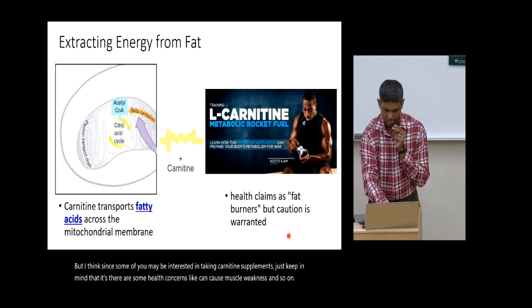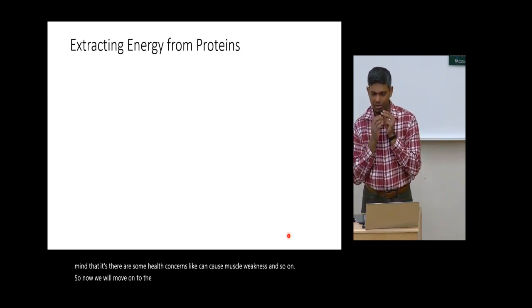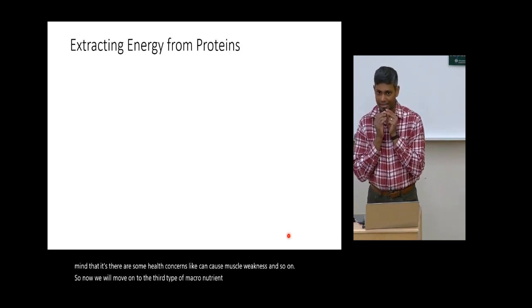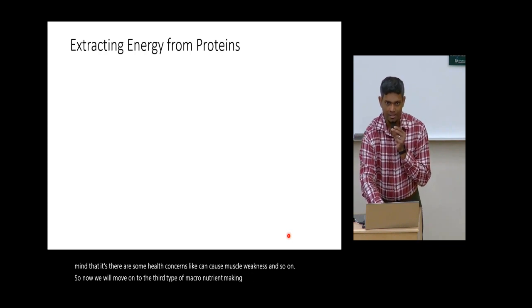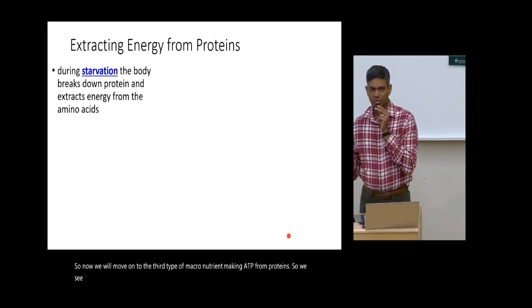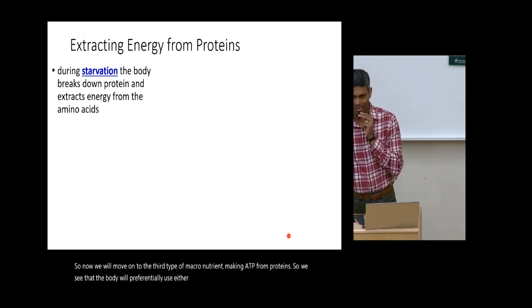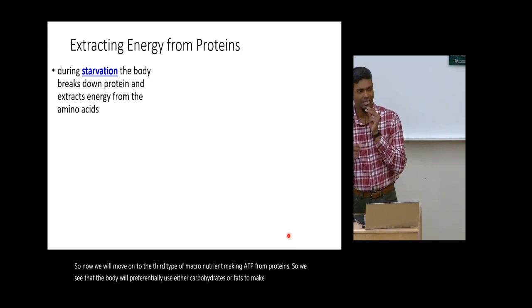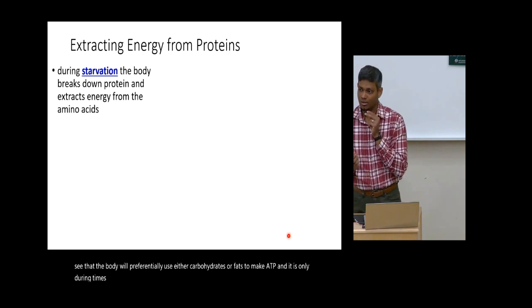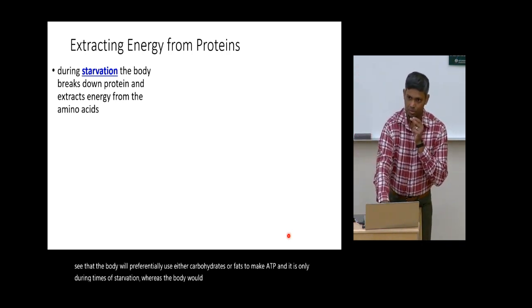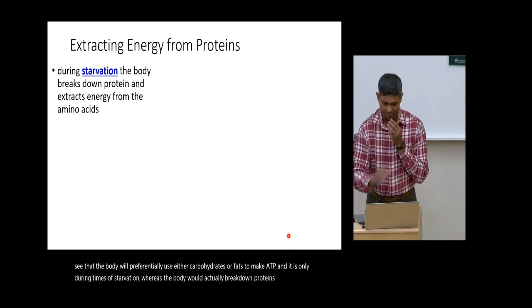So now we'll move on to the third type of macronutrient, making ATP from proteins. We see that the body would preferentially use either carbohydrates or fats to make ATP, and it's only during times of starvation that the body would actually break down proteins for ATP synthesis.